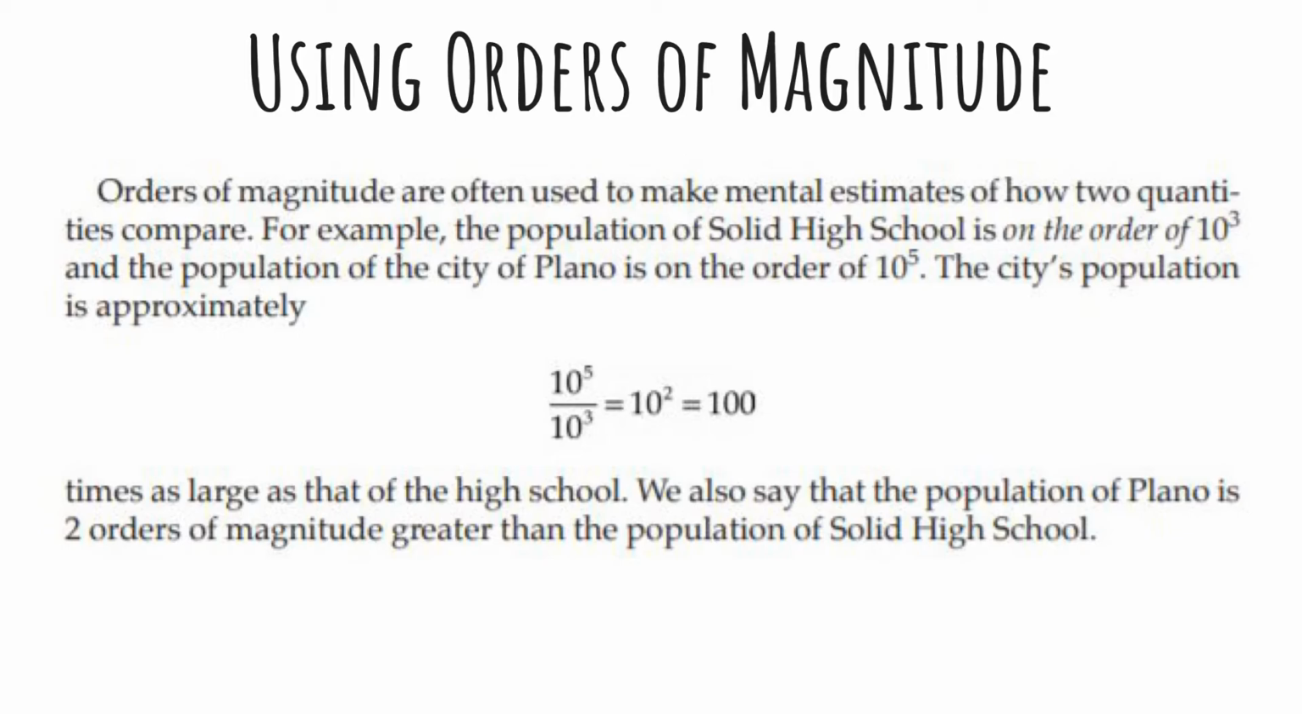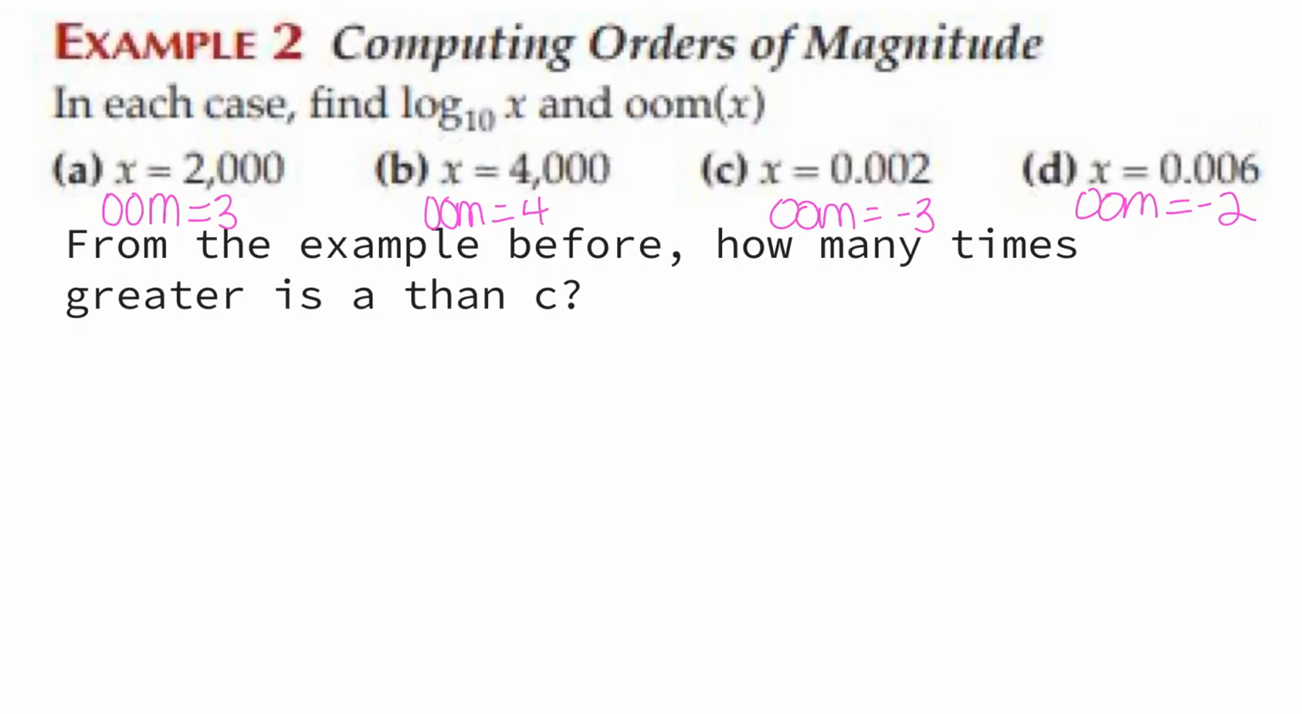So remember that the orders of magnitude is the exponent. So this is how many orders it's greater, but if it's asking for the actual number, then you would say it's 100 times as large. So from the previous example, we got these orders of magnitude. We got a 3 for A, 4 for B, -3 for C, and -2 for D.